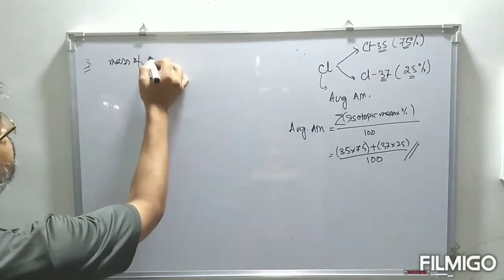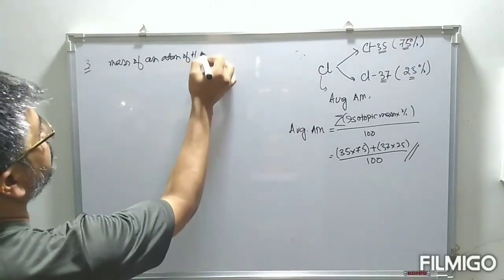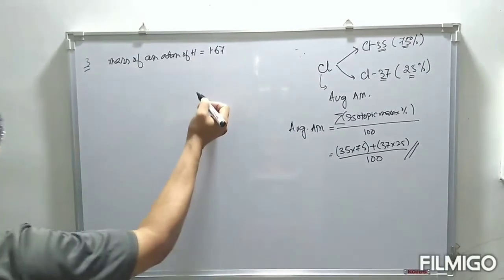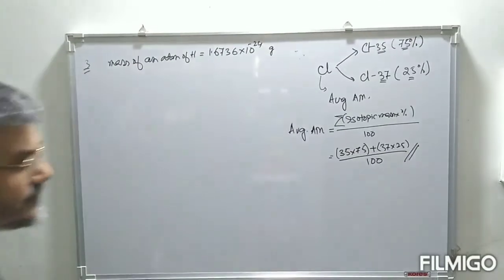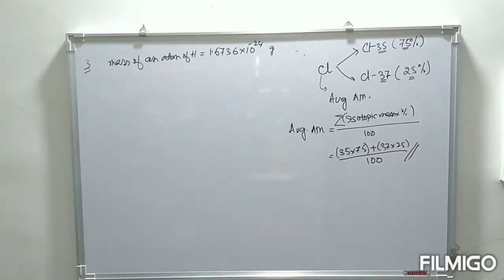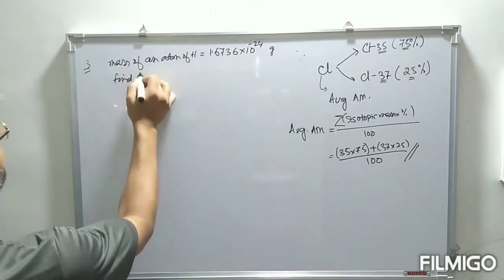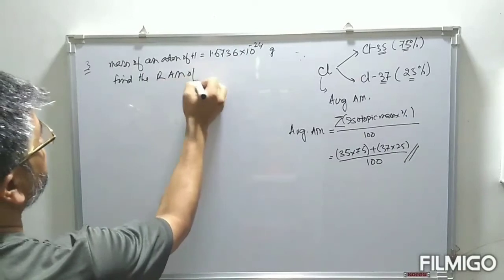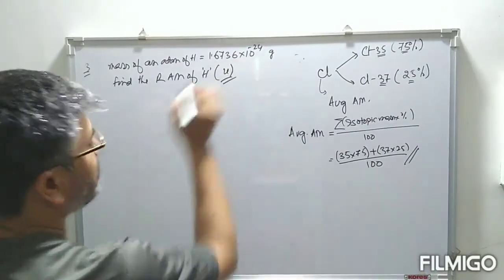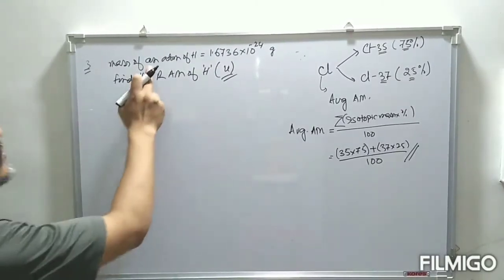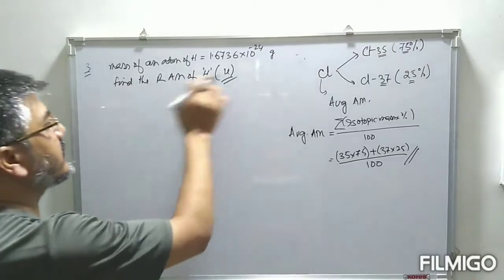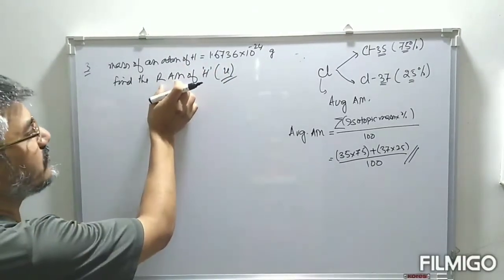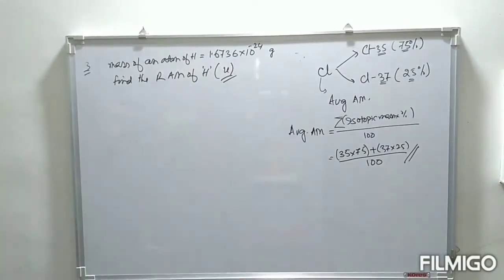Suppose the mass of an atom of hydrogen is 1.6736 into 10 to the power minus 24 gram. Mass of one atom of hydrogen is 1.6736 into 10 to the power minus 24 gram. The question says find the relative atomic mass of hydrogen. Means you have to express in terms of unit. So the exact mass of one atom of hydrogen is given as 1.6736 into 10 to the power minus 24. Now what is the relative atomic mass of hydrogen? Means what is the mass of one atom of hydrogen in terms of unified mass.